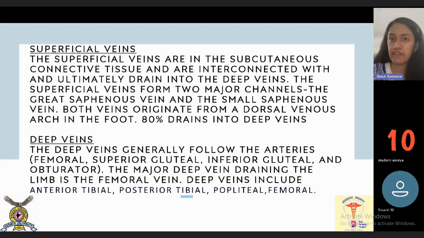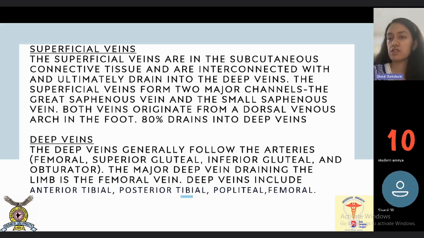Now coming on to the deep veins, they generally follow the arteries. So they follow the femoral artery, superior gluteal, inferior gluteal, and the obturator. Now the main deep vein that drains the lower limb is the femoral vein. Other deep veins include the anterior tibial, posterior tibial, and popliteal and femoral veins.